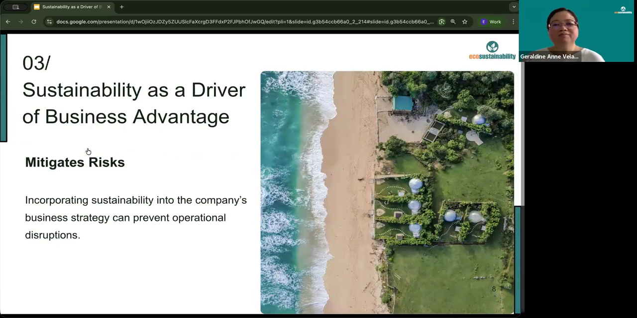So, how does sustainability drive business advantage? Incorporating sustainability into the company's business strategy can prevent operational disruptions as it helps the company anticipate and manage risks. A company with a sustainable supply chain is less likely to be affected by resource availability and/or price fluctuations, while a company conducting improper business practices could see its reputation damaged and may even lose business because of it.